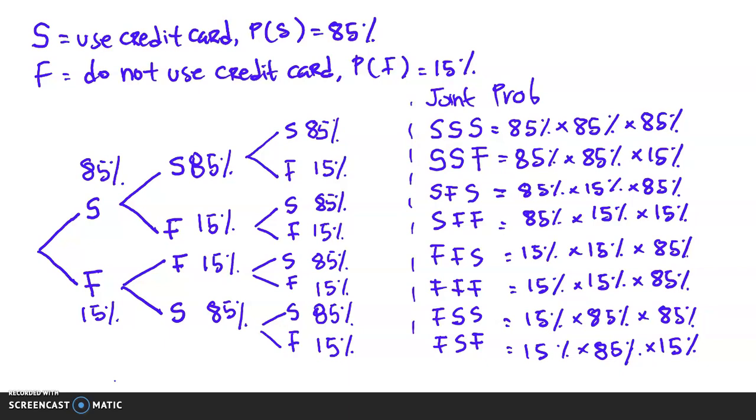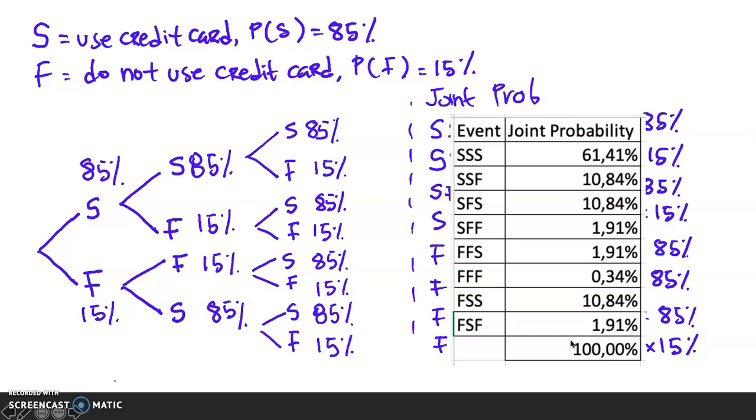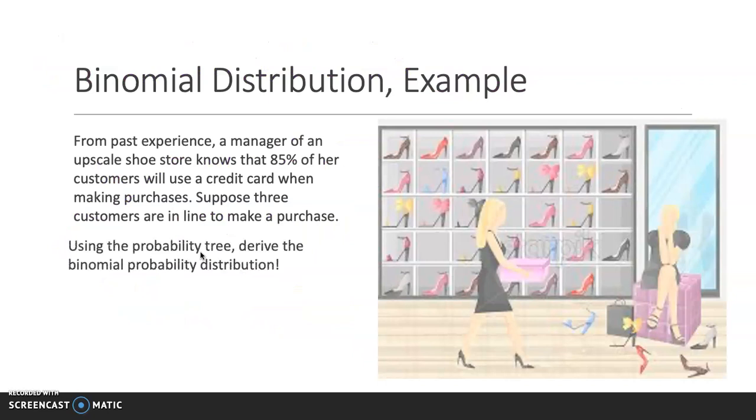I have used Excel to calculate each of the 8 joint probability events, and this is the result. And to make sure that your calculation is correct, these 8 probability events should all sum up to 1 or 100%. Now that we have constructed the probability tree and found the joint probability events, our next task is to derive the binomial probability distribution.